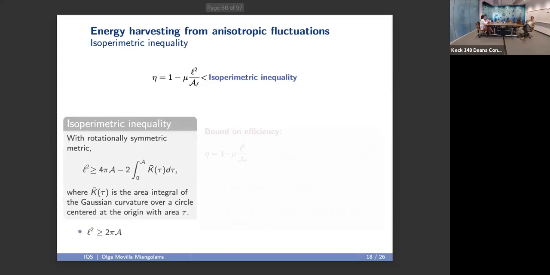So in our case, we had a rotationally symmetric metric, which means in particular that we can use this type of isoperimetric inequality. Again, this is a completely geometric statement, so it holds for any space with rotationally symmetric metrics. And it turns out that for our case, this inequality can be written in this way. So the length squared is lower bounded by 2 pi times the area.